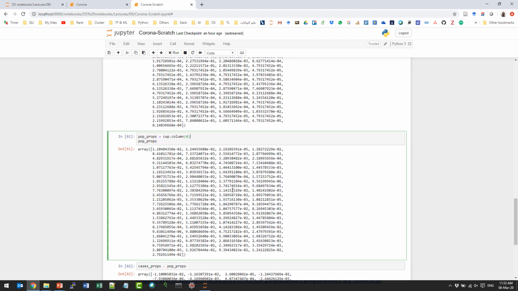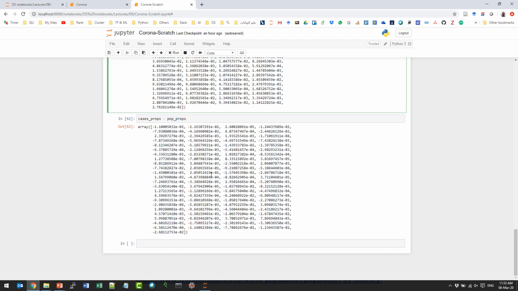First, before we answer this question, do you see this? This is the difference, right? Do you notice that some of them are positive and some of them are negative? What is the meaning of this? Of course, not the number of cases, the percentage. So the percentage of cases sometimes is bigger than the percentage of the population or the opposite, right?